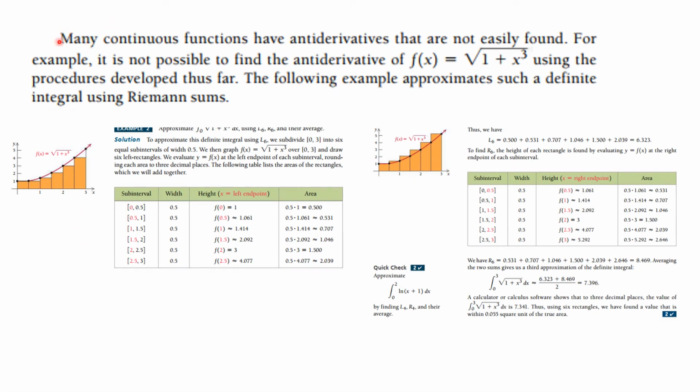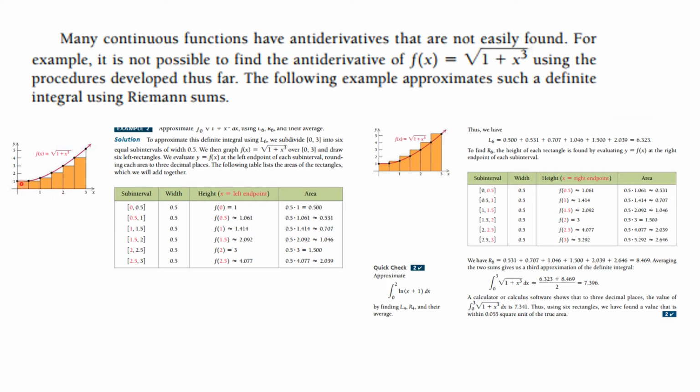Now the same approach can be used in a situation where we have a function that we don't know how to find the antiderivative, and here's an example. Suppose we took a function f of x equal the square root of 1 plus x cubed. We can't find an antiderivative of this with the techniques we've learned so far, and so what we want to do is we're going to use a Riemann sum to estimate this.